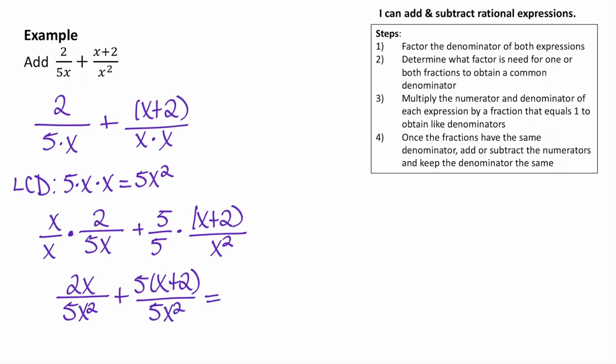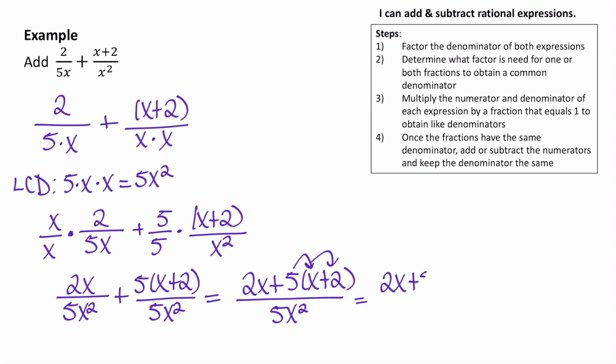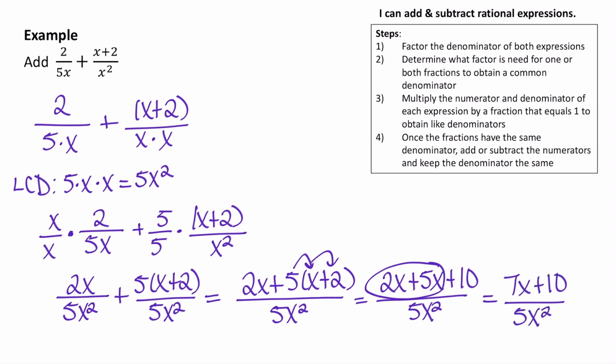So now I have like denominators, so I can go ahead and combine my fractions. So I have 2x plus 5 times x plus 2 over 5x squared. And I'm going to go ahead and distribute that 5. So that gives me 2x plus 5x plus 10 over 5x squared. And so now I can simplify this by combining my like terms. 2x and 5x are like terms, so I can combine them to get 7x plus 10 over 5x squared. Now if I could factor the numerator, I would do that, but it does not factor, so I'm just going to leave this problem as is.